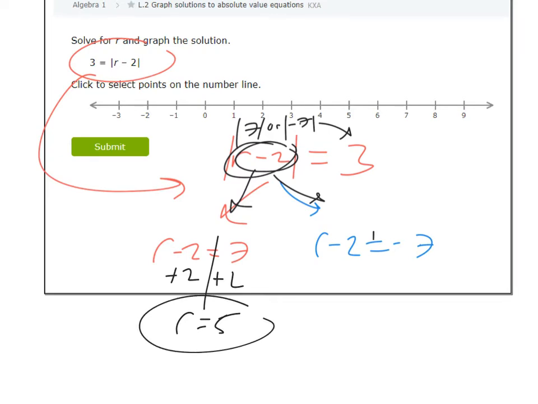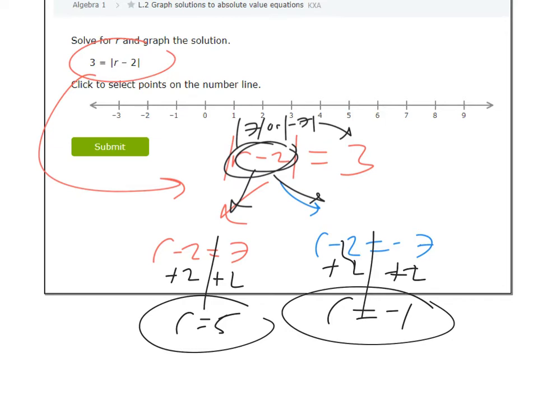So 5 will be one of my answers. And on the other one, I'm just going to add 2 to both sides. Yes, those are 2's, I know it's hard to tell with my handwriting. I'm sorry. Okay, r equals negative 1. So I could put a dot on negative 1 and a dot on 5. Those are my two solutions that would make that absolute value equation true.